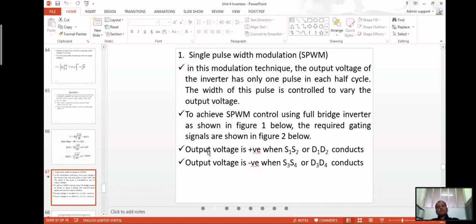In single pulse width modulation, the output voltage of these inverters has only one pulse in each cycle.